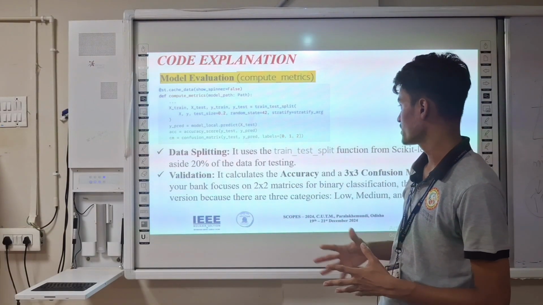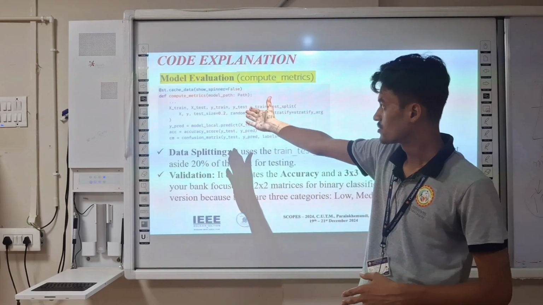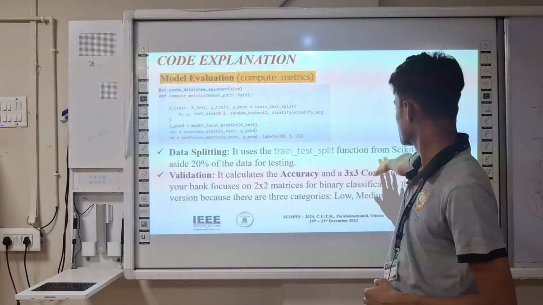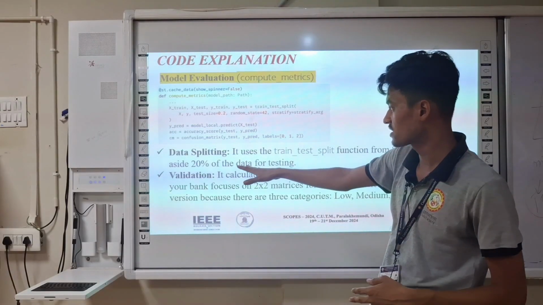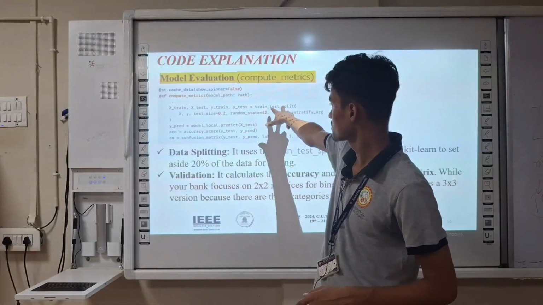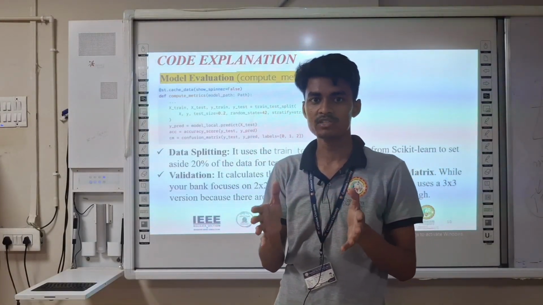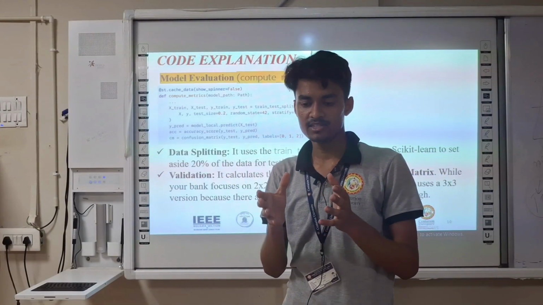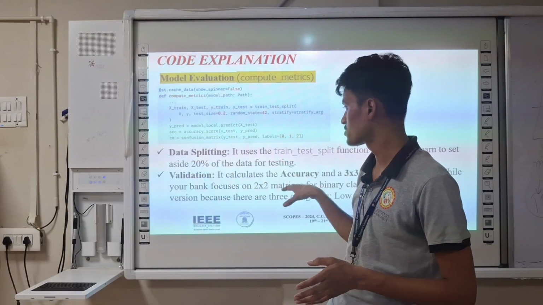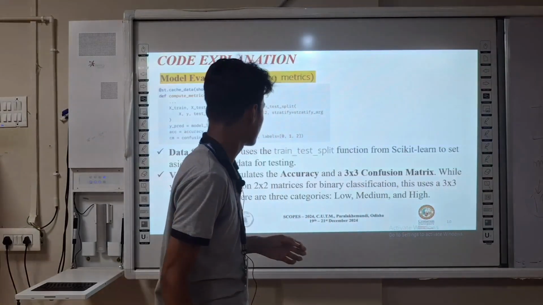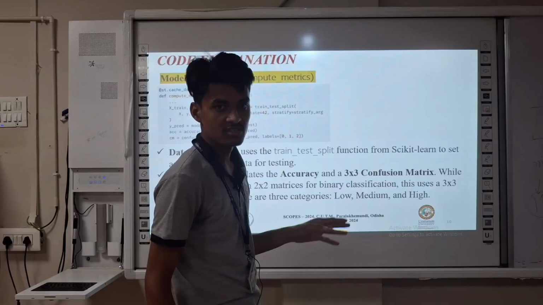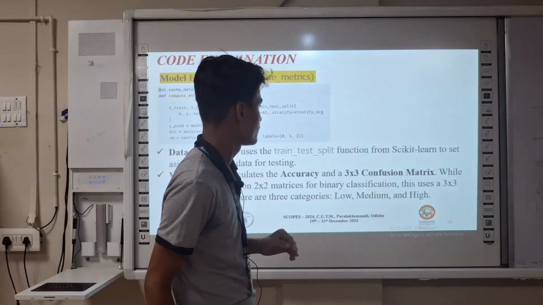It uses train_test_split. From train_test_split we have a function from scikit-learn to set aside 20% of the data for testing. This 20% of the data is held out from training and can be used for validation. It calculates the accuracy of 3 by 3 confusion matrices.